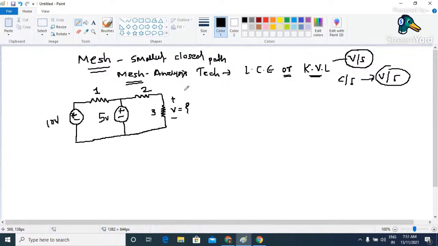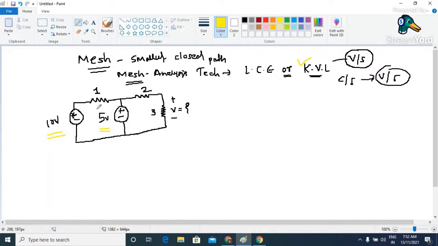So how to solve this? While solving this, first of all, we need to identify how many active elements are available in the circuit. Here we have two active elements. First one is a voltage source and second one is another voltage source. That means we can easily apply mesh analysis, or Kirchhoff's voltage law, to solve this particular numerical.